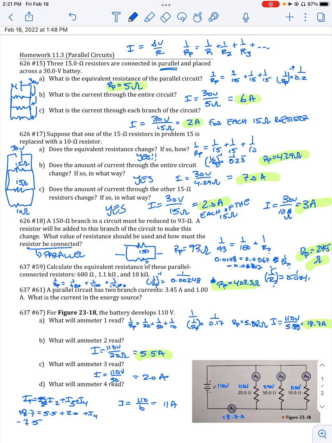I'm just wondering if this total is actually right here. 1 divided by 20 plus 1 divided by 50 plus 1 divided by 10. 5.88. Yep, 18.7. All right, sweet. So we end up seeing that we're a little high, but that's what we end up getting.